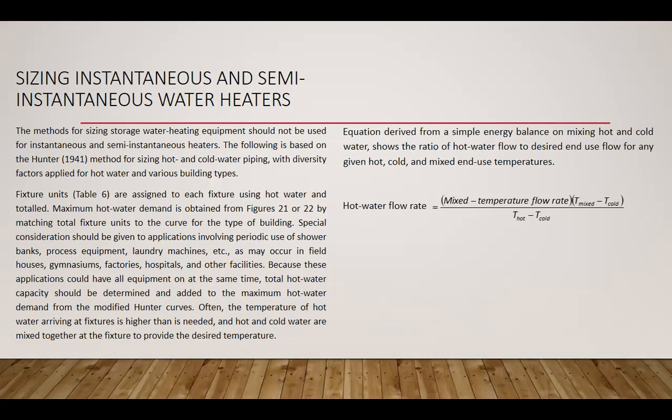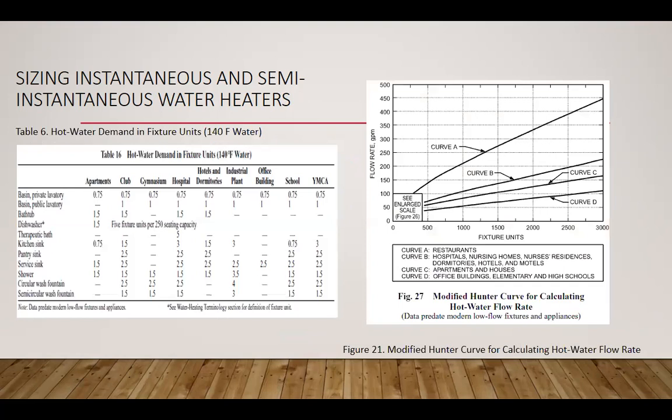Often, the temperature of hot water arriving at the tempering valve is higher than is needed, and hot and cold water are mixed together to provide the desired temperature. The equation derived from a simple energy balance of mixing hot and cold water shows the ratio of hot water flow to the desired used flow for any given hot, cold, and mixed temperature. So, hot water flow rate is the mixed temperature flow rate times T mix minus T cold, divided by T hot minus T cold. So ito yung, yan. These are the hot water demand at 140.